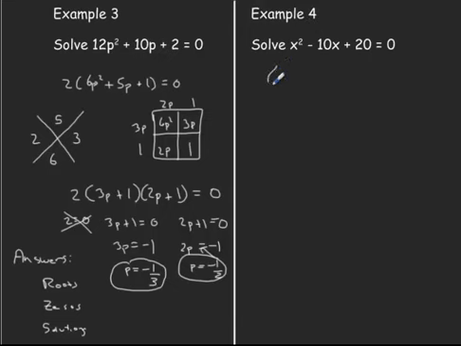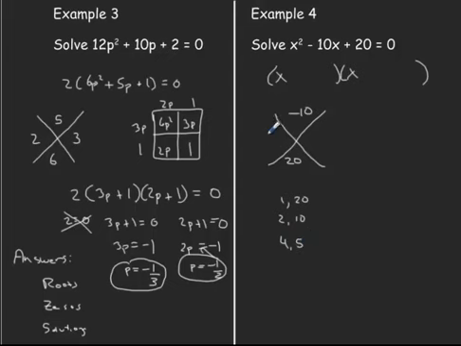Let's see. We're going to go x and x. Oh, got a little ahead of myself. There's no greatest common factor to factor out. We have a product AC of 1 times 20, which is 20. We have B is negative 10. And if we do the factor pairs of 20, that'd be 1 and 20, 2 and 10, no 3s, 4 and 5, and that's it.